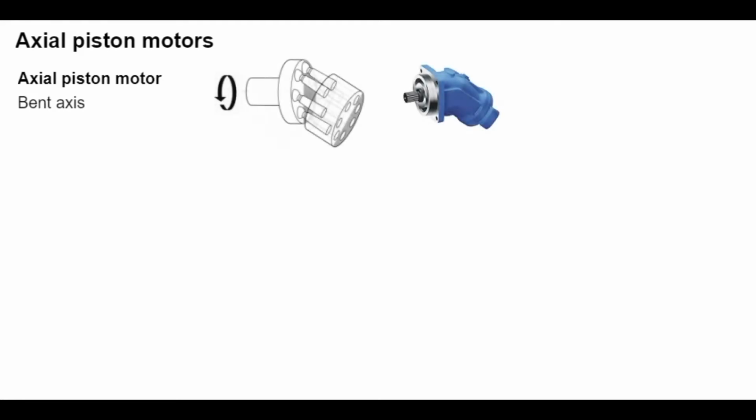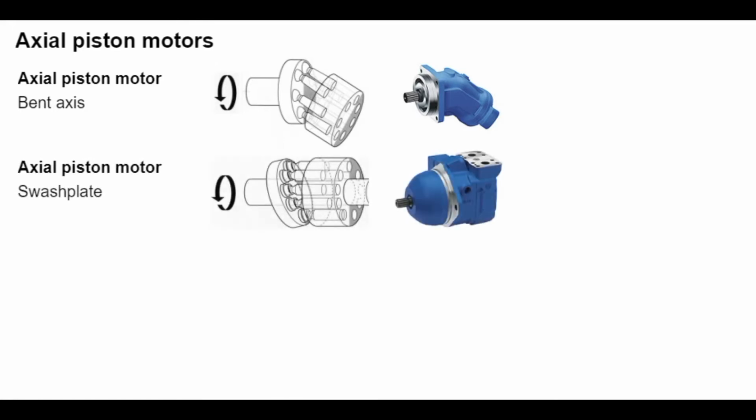There are basically 2 types of axial piston motors. In the bent axis version, the pistons are arranged in a rotating cylinder at an angle to the output shaft. In a swash plate motor, the pistons are parallel to the output shaft and transmit forces through a suitable sliding disc. Both designs can have fixed and variable displacement.